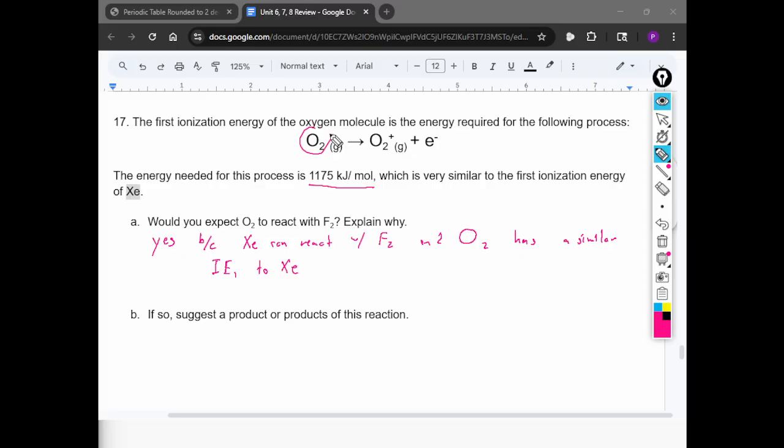So what we're going to do is take a look at one of the reactions that we are familiar with. One of the combustion reactions that we are familiar with is H2 plus O2, right?